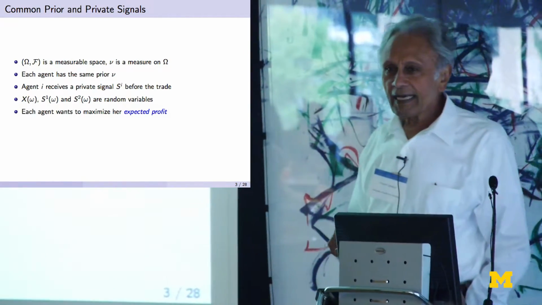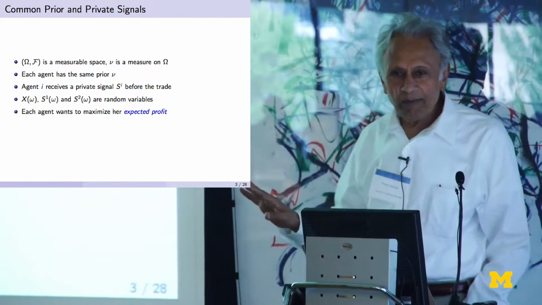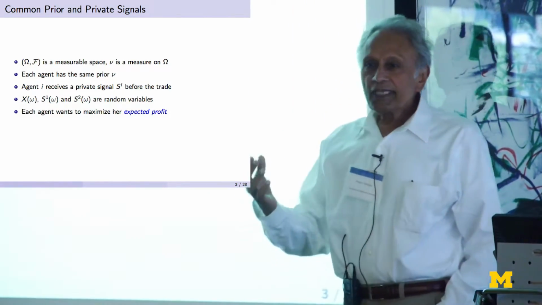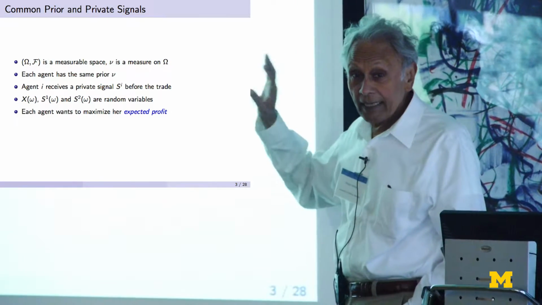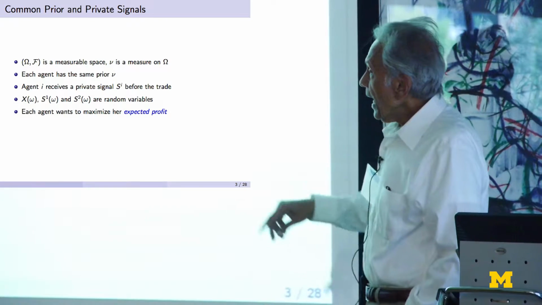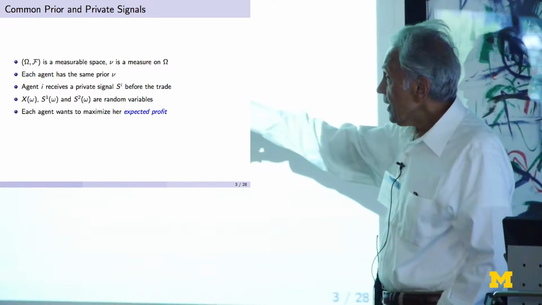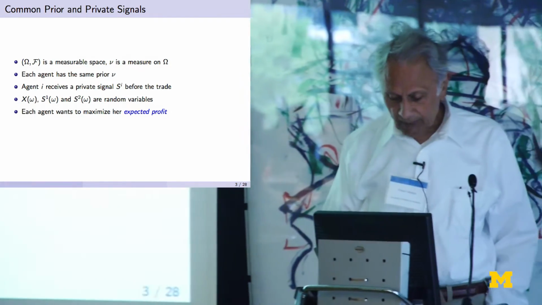So initially, at least, I'll hypothesize that all the agents have the same prior. And agent i receives some private signal, Si, and that's the signal that agent is going to use to decide to buy, to sell, how much, etc. And x, which is the return at the end of the day, and S1 and S2 are random variables, and every agent wants to maximize their expected profit.